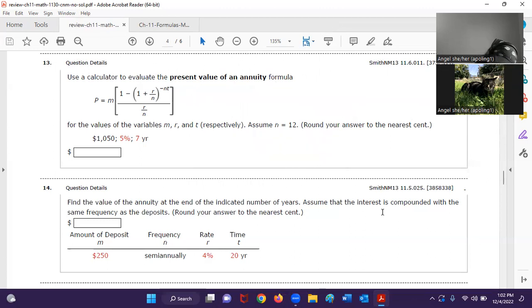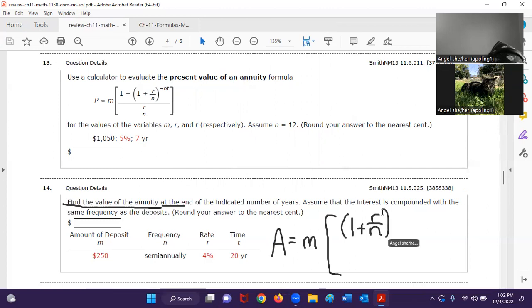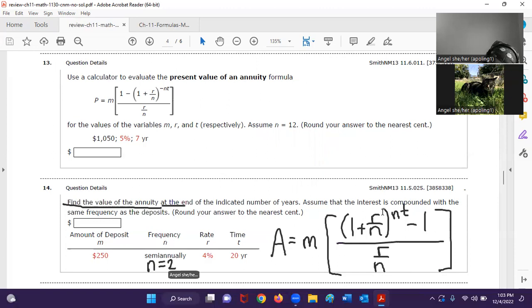All right, so find the value of an annuity at the end. We've done this one repeatedly, right? So we have A equals M times 1 plus R over N to the NT minus 1 over R over N. You stick that in the calculator. So semi-annually is N equals 2.